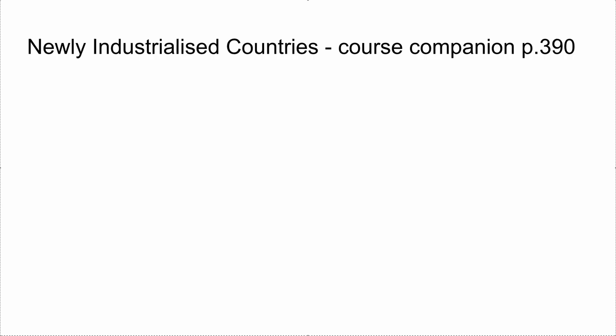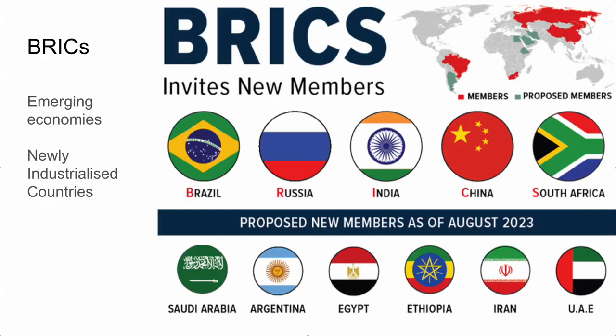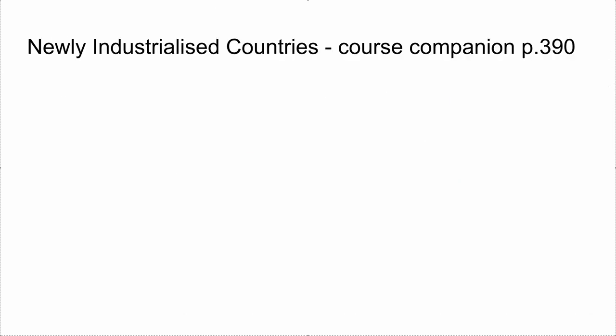So there are so many newly industrialized countries and they've been clustered into many different acronyms. You might be familiar with BRICS because remember we talked about it in tourism. So Brazil, Russia, India, China, and South Africa. But since 2024, it also includes Saudi Arabia, not Argentina, remember, Egypt, Ethiopia, Iran, and United Arab Emirates. So there are altogether 10 countries in BRICS.